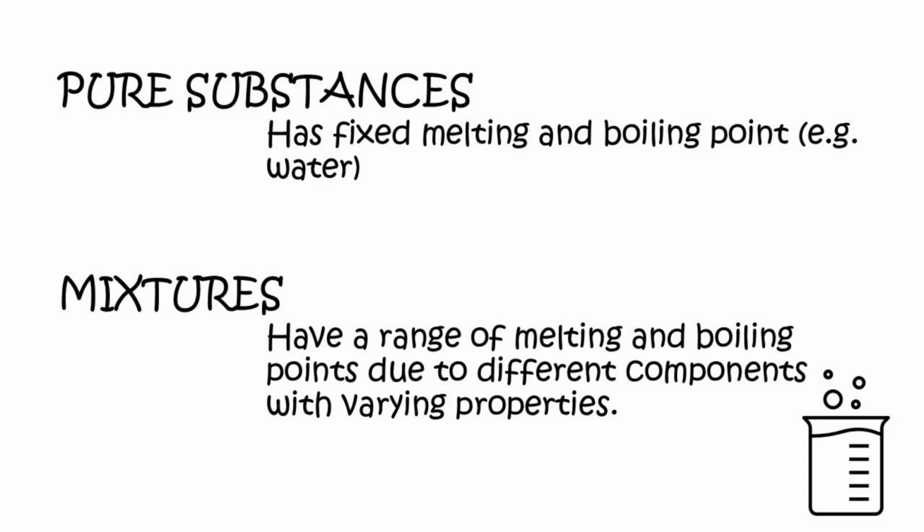Now, let's talk about pure substances versus mixtures. A pure substance, whether it's an element or a compound, has a fixed melting and boiling point. But mixtures don't behave like that. Their melting and boiling points vary depending on their composition.